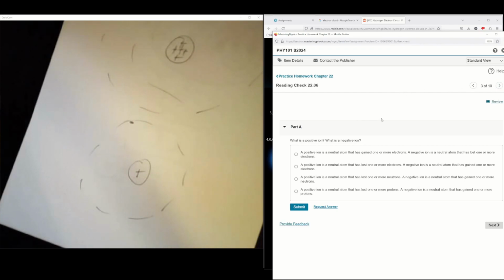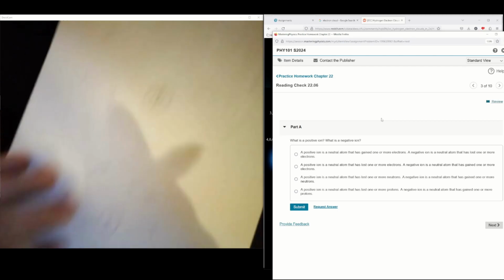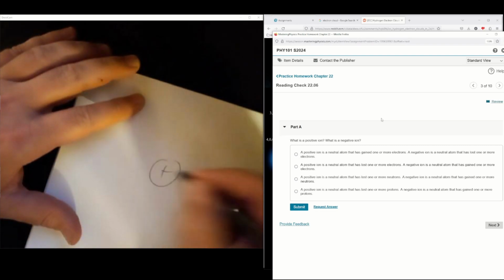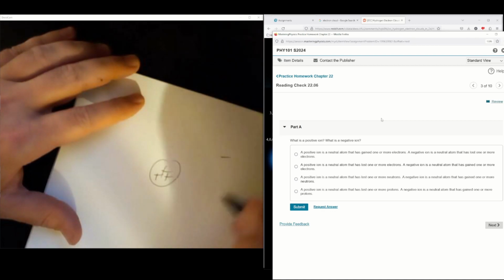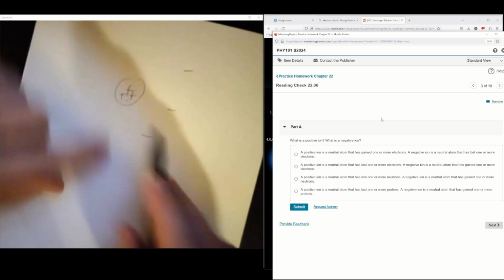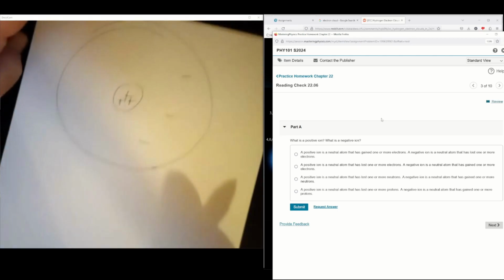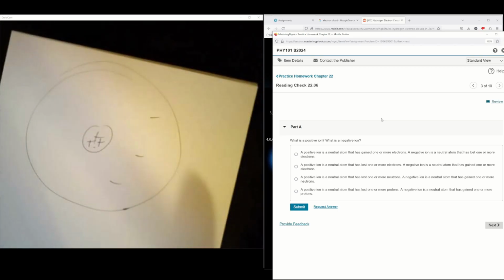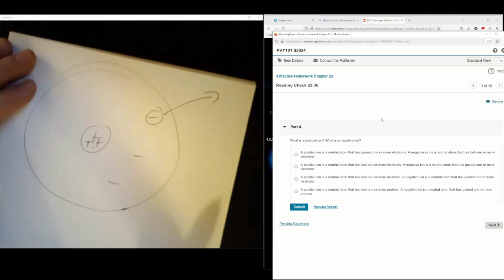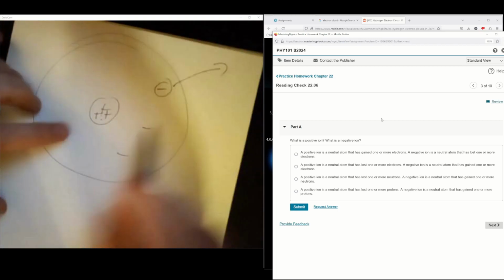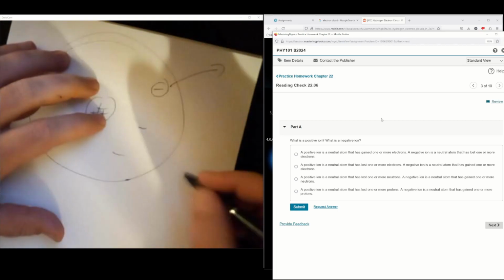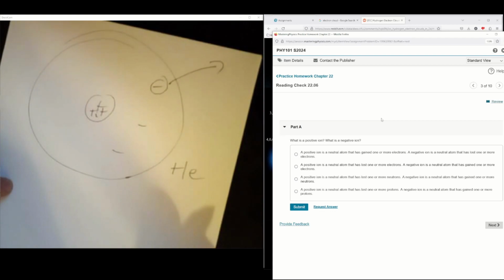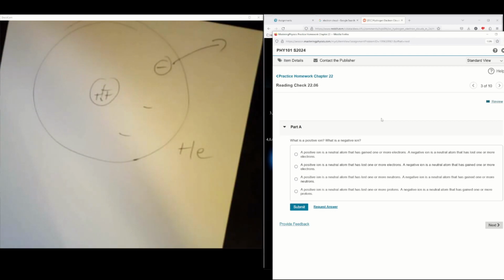Let's see. What is a positive ion? What is a negative ion? So an atom likes to be in a neutral state, meaning if I have 3 positives at the center, there are going to be 3 electrons orbiting around it. That's the state matter prefers to be in. But things happen in nature, and maybe this electron might get kicked out. Well, if this electron gets kicked out, we have 3 positive and 2 negative, which means an overall charge of plus 1 e, and we'd call that a positive ion.